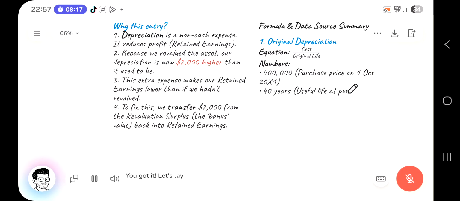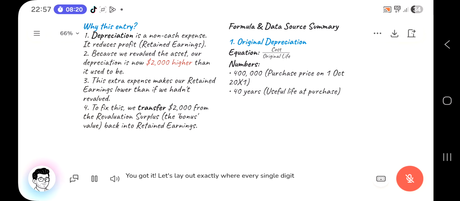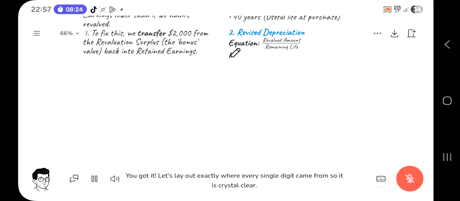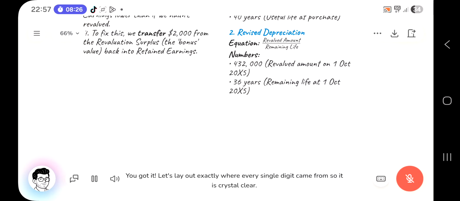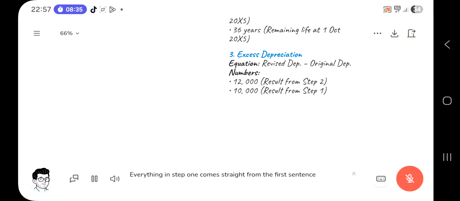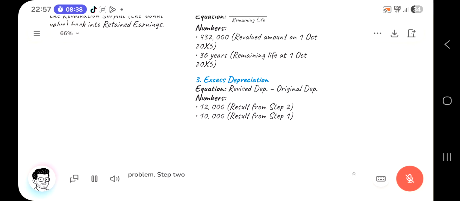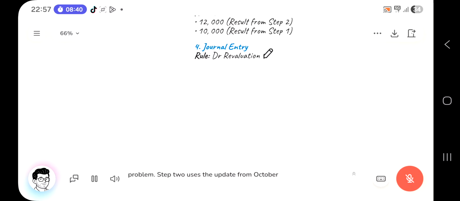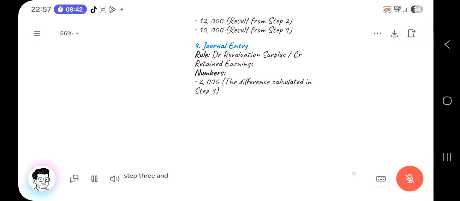You got it. Let's lay out exactly where every single digit came from so it is crystal clear. Everything in step 1 comes straight from the first sentence of your problem. Step 2 uses the update from October 20x5. Then step 3 and 4 just use the answers we calculated in those first 2 steps. Does seeing the map of where the numbers travel help it click better?